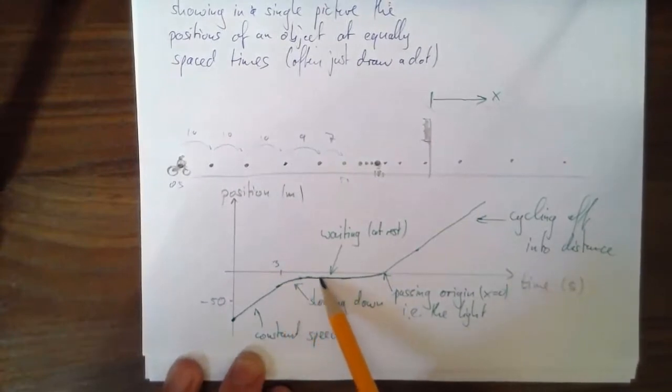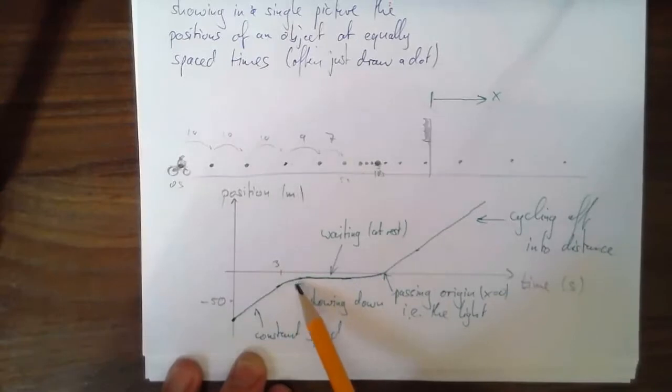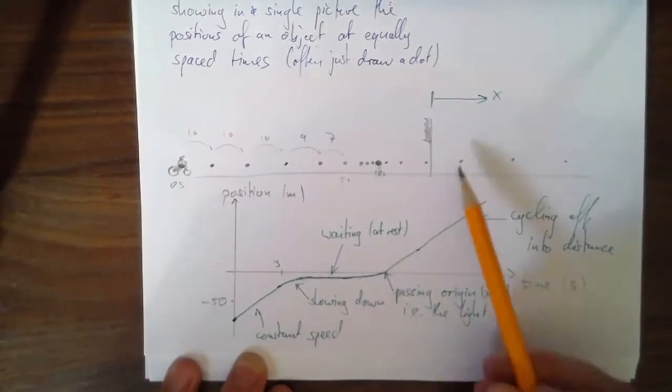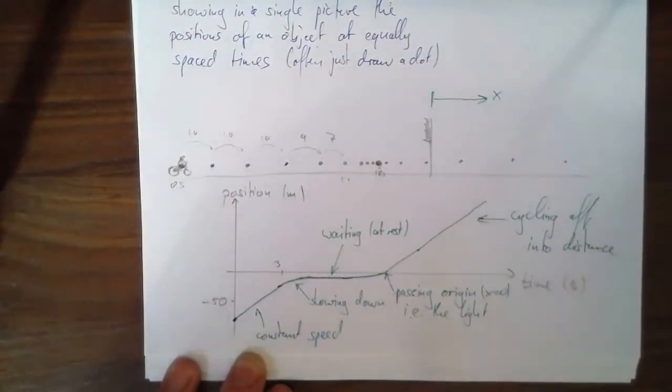Here we're slowing down and the graph is becoming more flat. The slope is getting smaller, right? The slope is the velocity. Then it's flat, so here we're not going anywhere. We're speeding up again, we're passing the light. We're going at a constant speed.